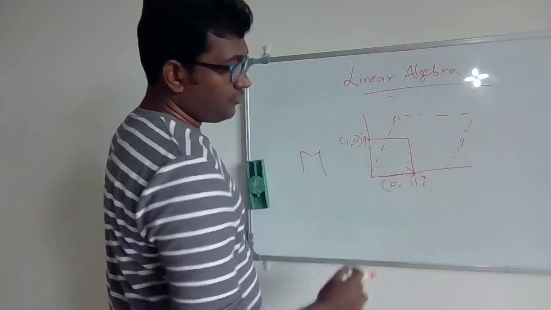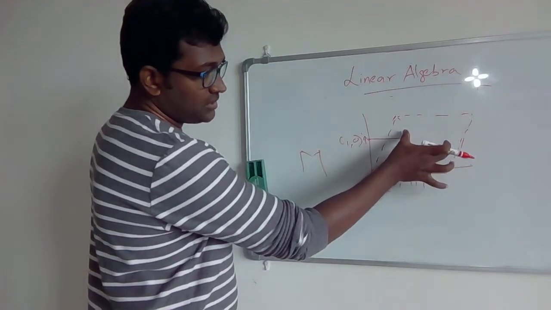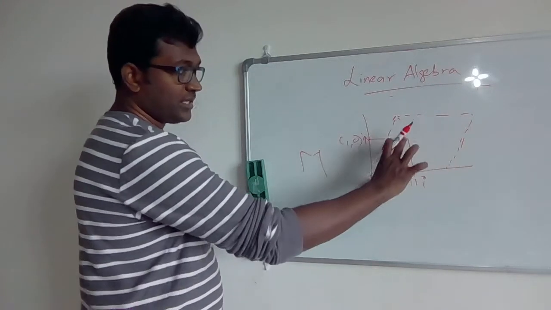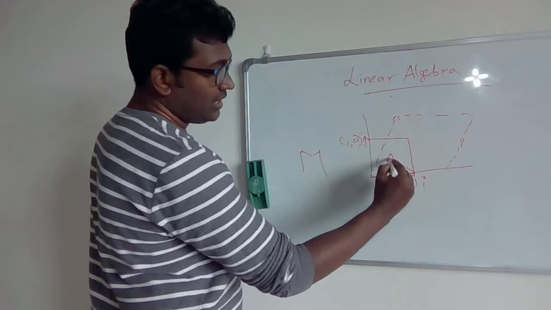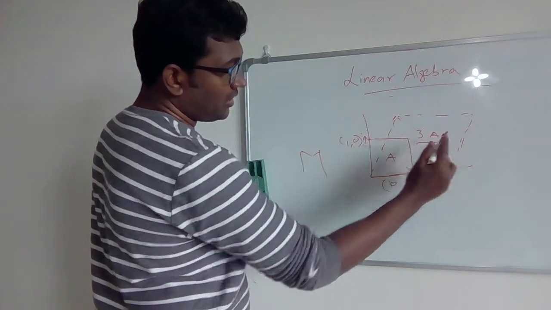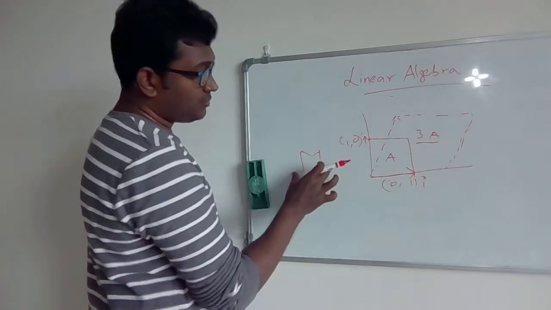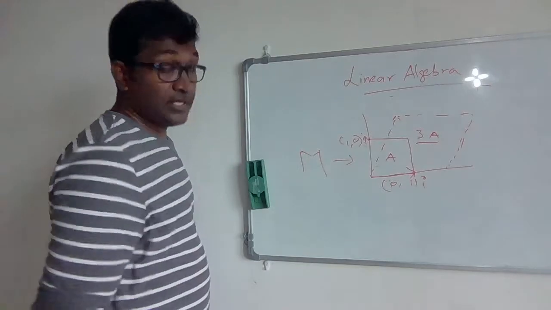This change in area of this particular square to this parallelogram, look at the size. Let's say this area is A and this is probably 3A. This change in area of these vectors caused by this matrix multiplication is known as the determinant.